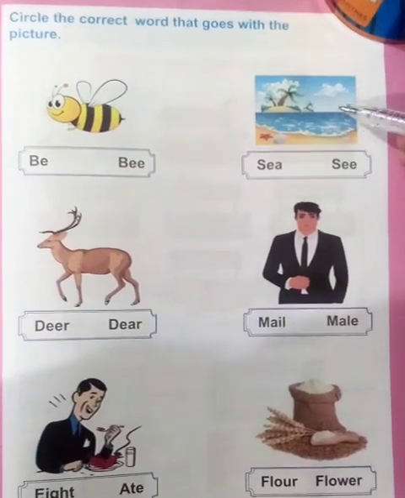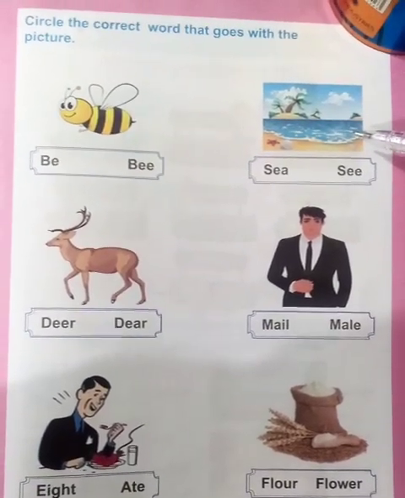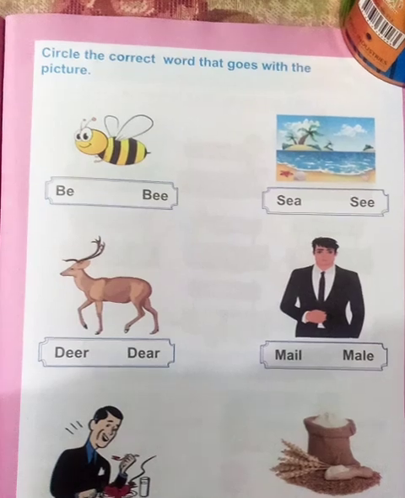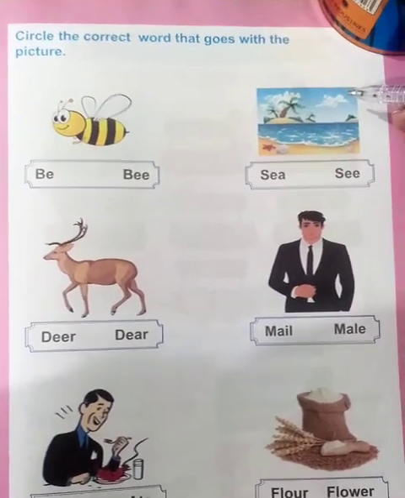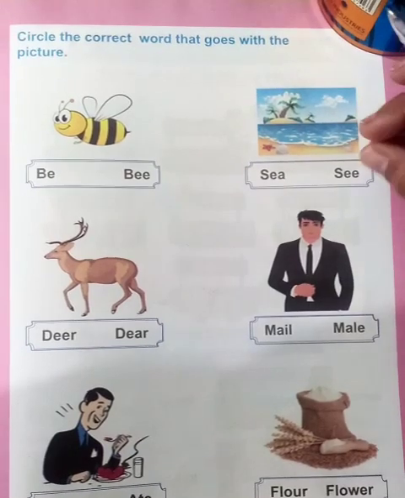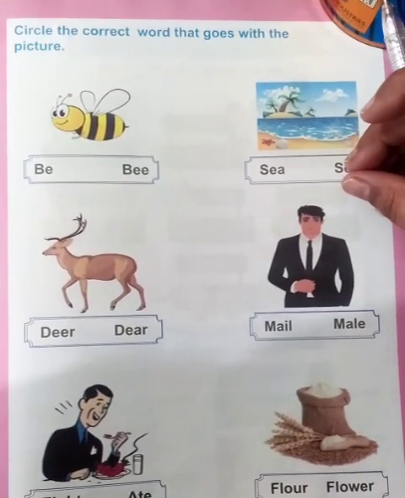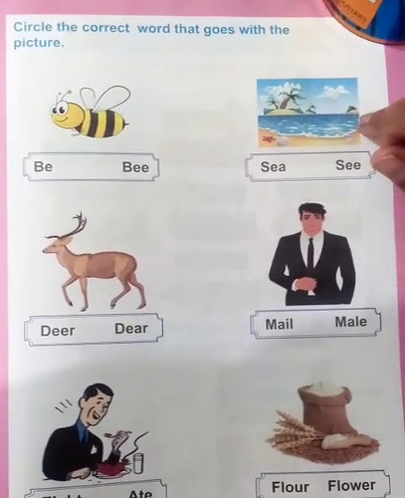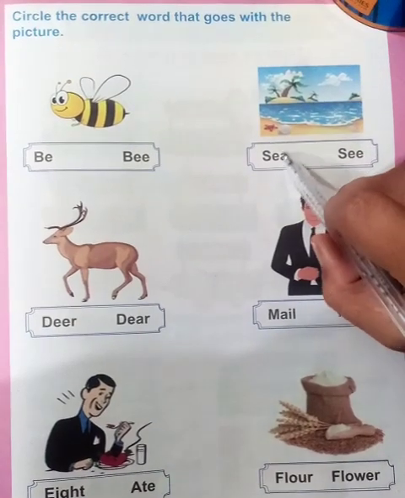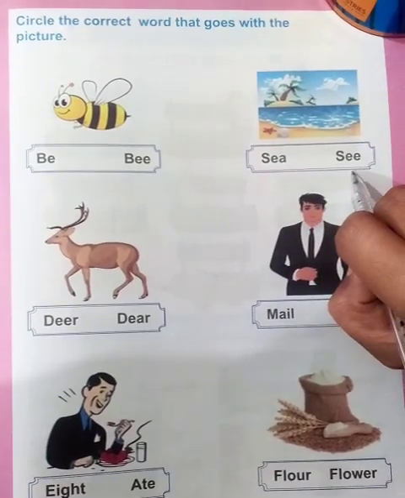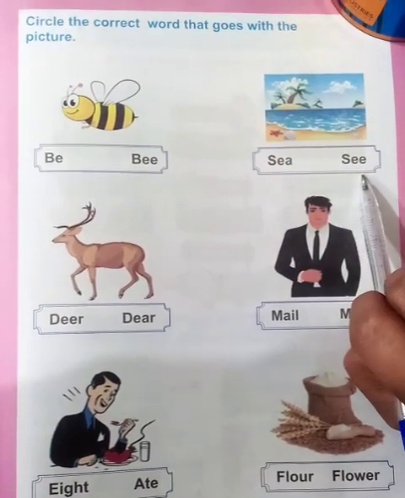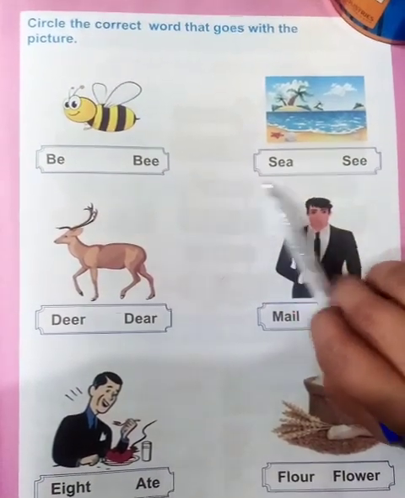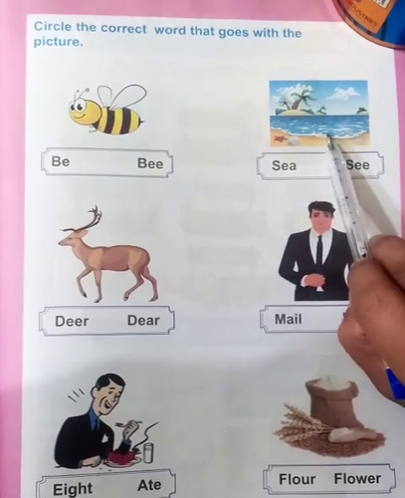Now, this is a C. Tell me the correct spelling which matches the picture. This C or this C? Yes, it's your turn. Very good. This is C.